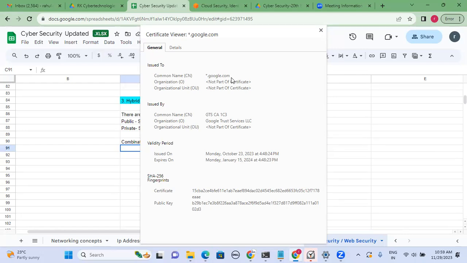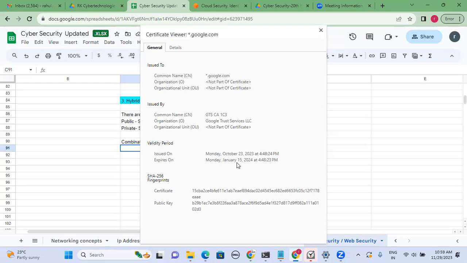Okay, so now issued by GTS. GTS is nothing but Google Trust Services. So the Google company purchased the certificate from Google Trust Services LLC, a certificate authority. That authority name is called a certificate authority, the place where they purchase this certificate. The certificate was issued on October 23rd, and it is going to expire on January 15th.